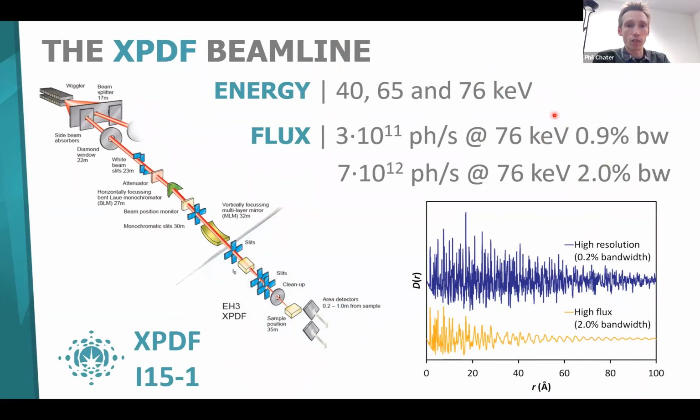We can do PDF at 3 different energies, 40, 65, and 76 keV. We typically spend all of our time at the highest energy because it gives us the highest resolution. It's a very high flux beamline. This allows us to collect PDFs in seconds if we need to, although typically our data collection times are around the minutes to up to 10 minutes. And we can do things to increase the flux more by changing our bandwidth. But that's typically only done for the really fast experiments.